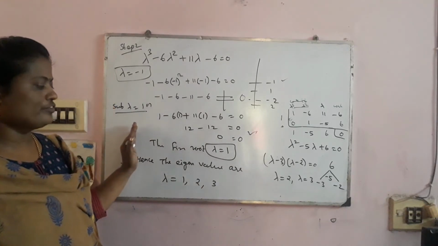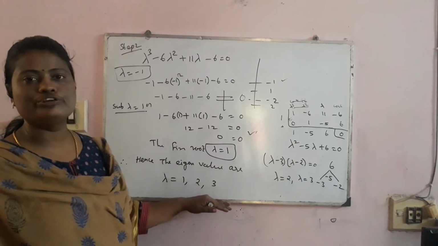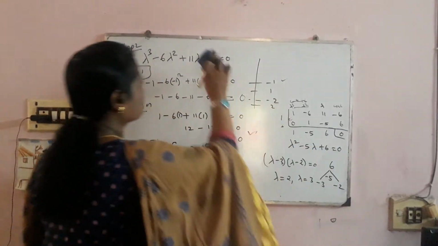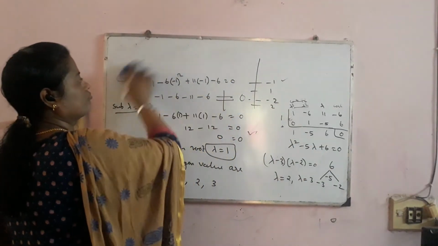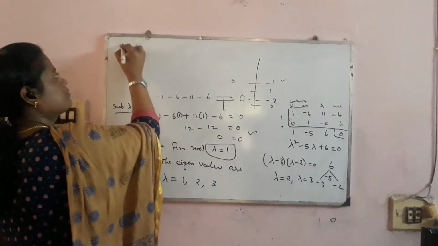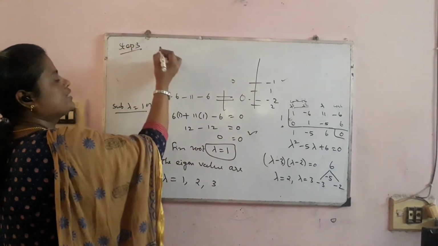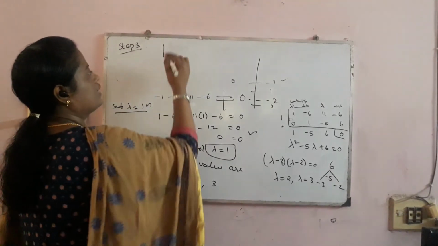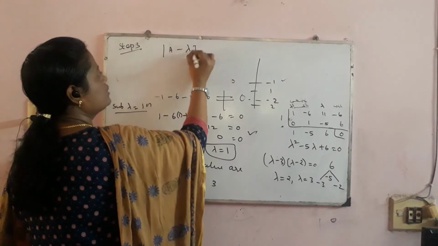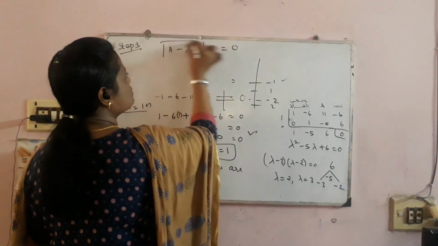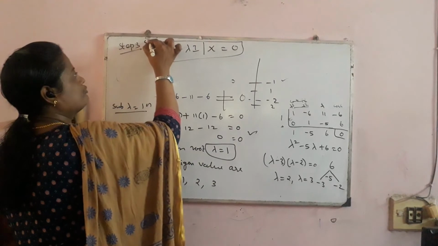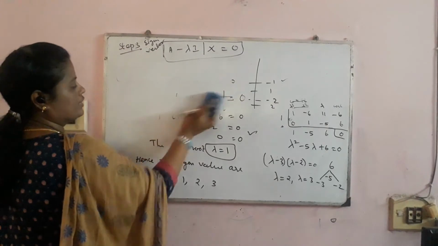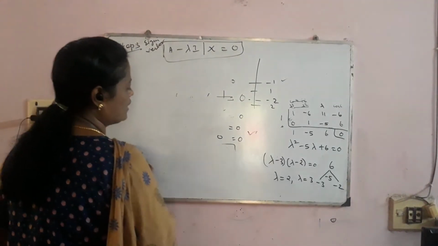Next is step 3. Using these lambdas, we are going to find the eigenvector. To find the eigenvector, we have the formula (A minus lambda I) into x is equal to 0. So this is the formula for the eigenvector. Now, we will see one by one how to find the eigenvector.